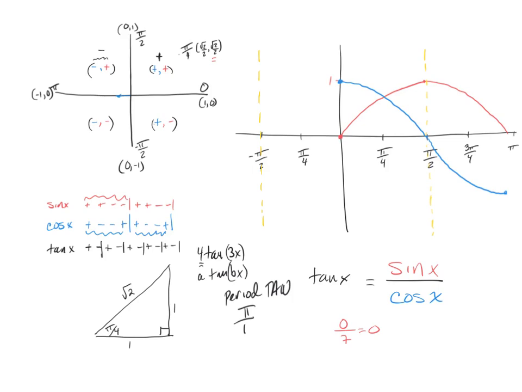And interestingly enough, as far as one other reference for the tangent curve, I'll make my tangent curve green here. At x equals 0, when the sine is 0, the tangent will also be 0. So right here at the origin, the tangent's graph is going to have a value of 0. And at pi over 4, where the sine and the cosine are equal to each other, the tangent's going to have a value of 1. So I'm going to put a little 1 there.